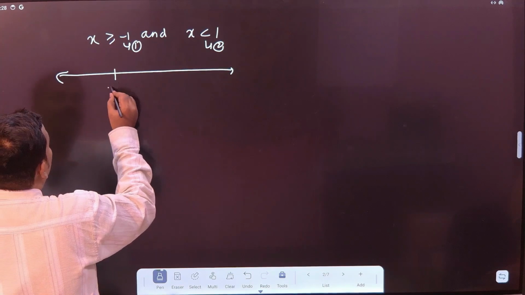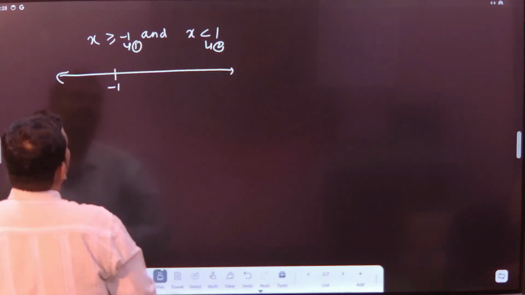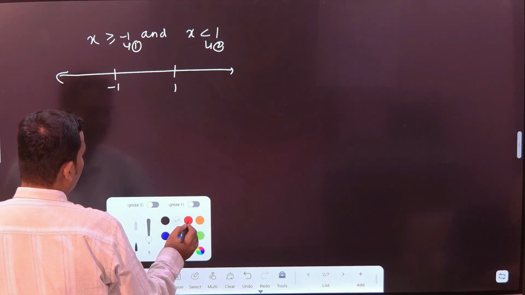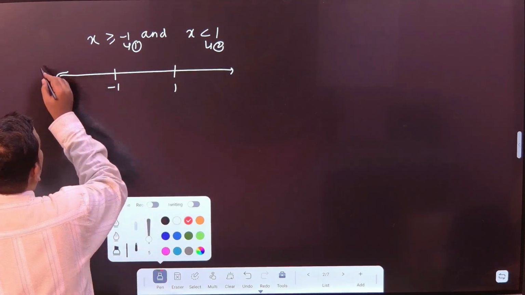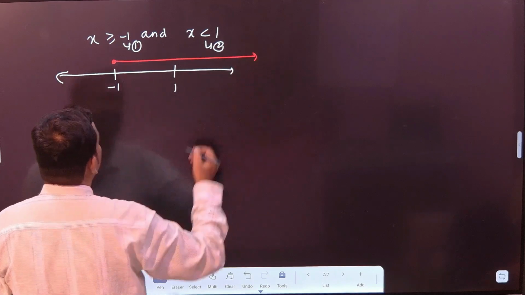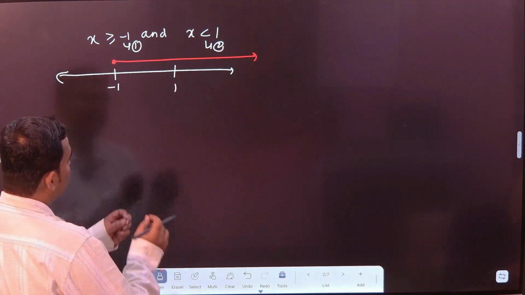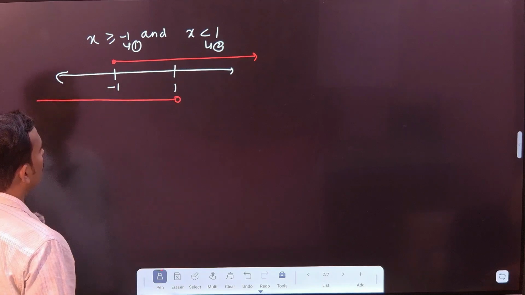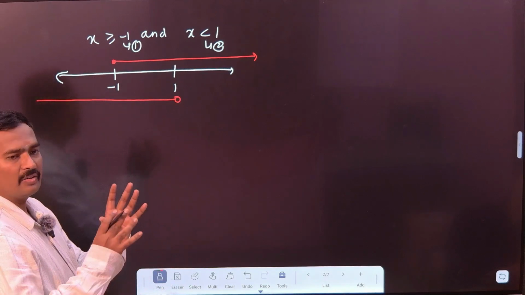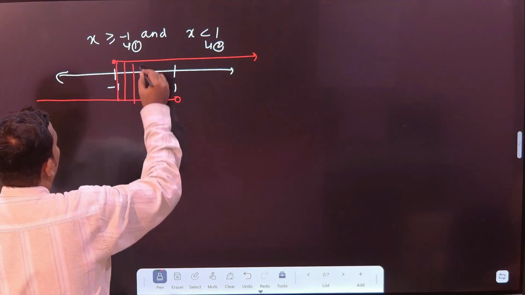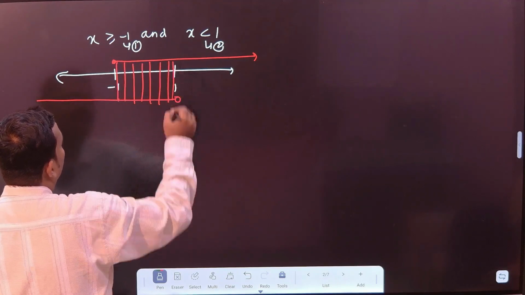So -1 is there. Okay, this is +1. The first one you can see x is more than -1, so more than -1 like this, or equal to. x is strictly less than 1 like this, so 1 is not included. Both, you can see the red color which is common here. This color only is common. This region only is common, right?